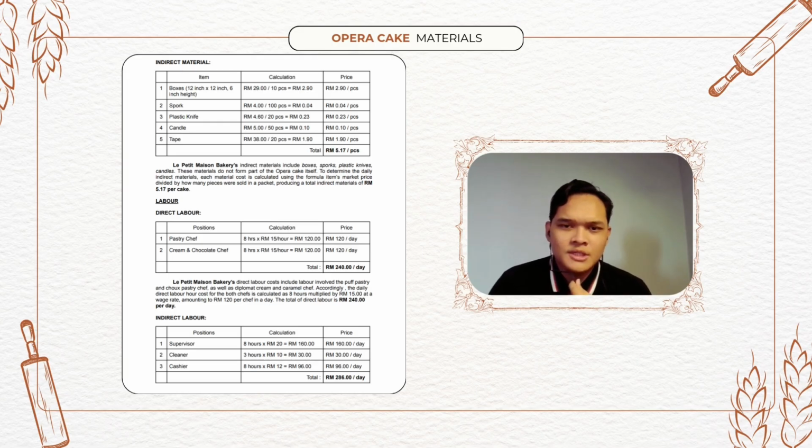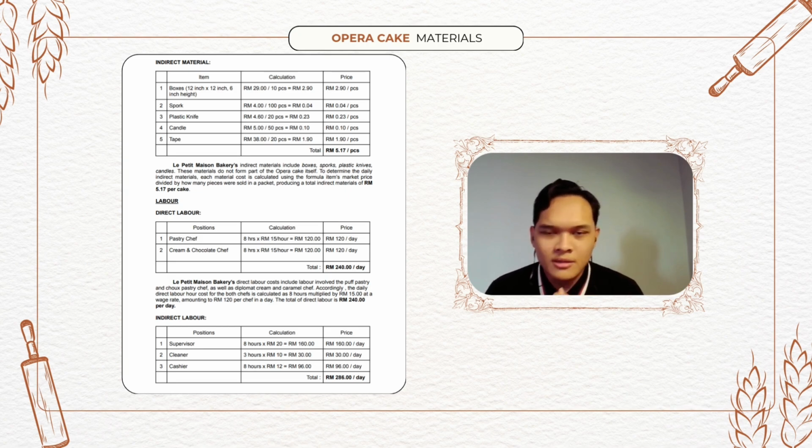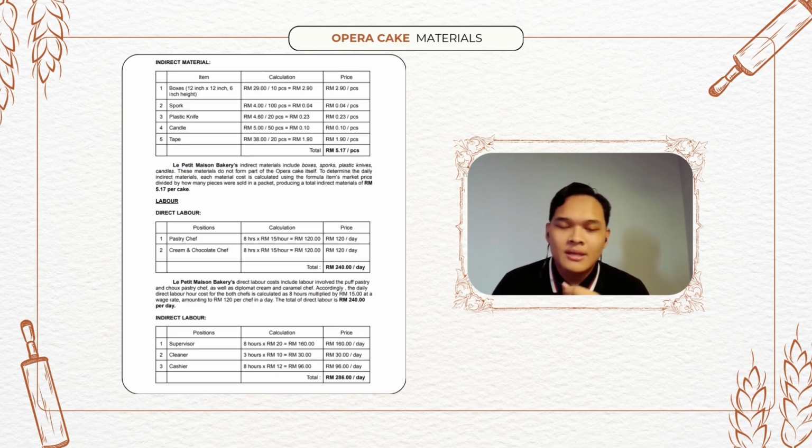Up next, we must consider indirect materials, such as packaging and services, that do not form part of the cake itself but are essential for our customer experience and delivery. These are our indirect materials. For every cake we sell, we will provide premium packaging, such as a 12-inch box with securing tape, which costs us 4 ringgit and 80 cents combined.